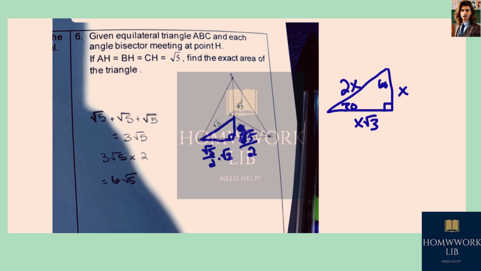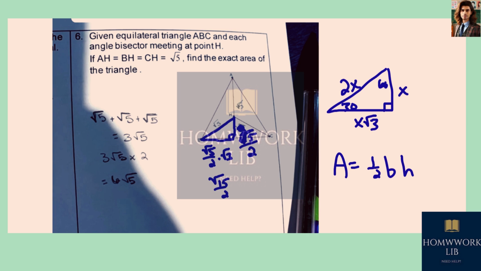Okay, so now we're wanting to find the exact area of the triangle. And area of a triangle is 1/2 times the base times the height. The base would be the square root of 5 over 2 times the square root of 3, which, if we simplify this, would be the square root of 15 over 2.